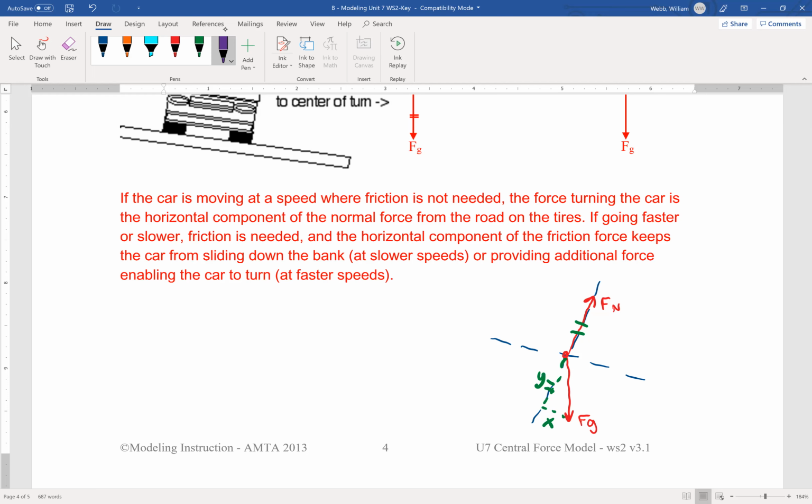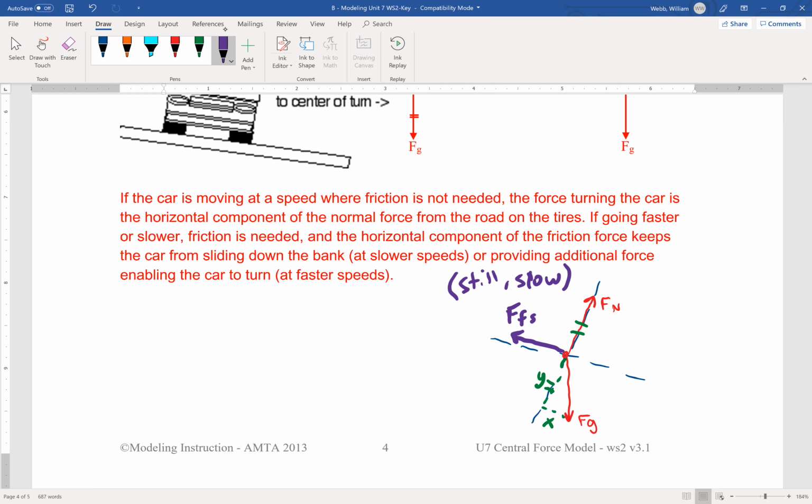So if it's just sitting still, or if it's going really, really slow, below the Goldilocks velocity, super slow. So if it is either still, just sitting there, or super slow, then the friction is going to be directed up the hill to keep it from sliding down.